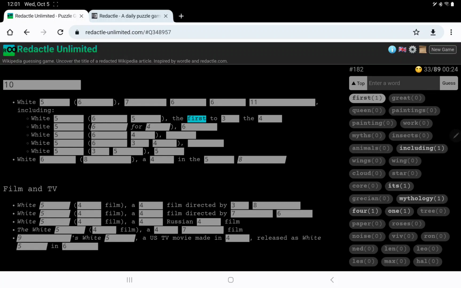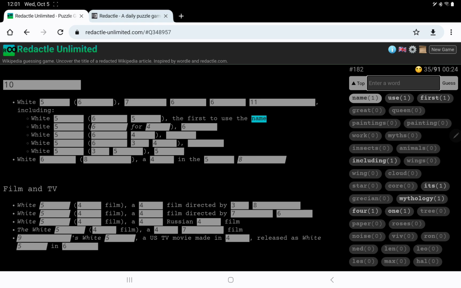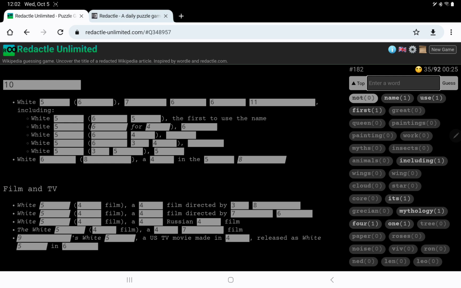White something. And I'm thinking this has been used for many, whatever these are, including the first to use the name. Okay, and we only have one of each of those words. So is that an artist? 6'5". All right, what are some other common words? I think we're not going to get a lot of the common words because it is a disambiguation page.